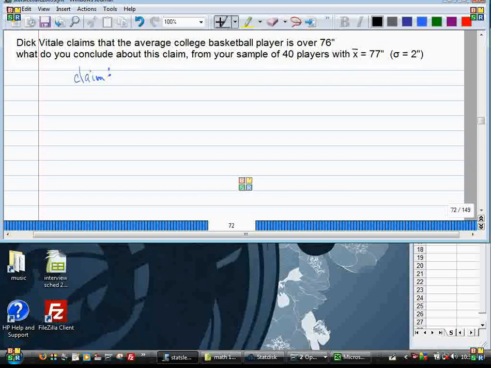So the first thing that you should be saying to yourself is, I recognize that this is a hypothesis test question. So when you have a hypothesis test question that's got a claim in it, the first thing you should do is write down your claim in notation. What's the claim? The average basketball player is over 76 inches. Now how do we write that down in notation?